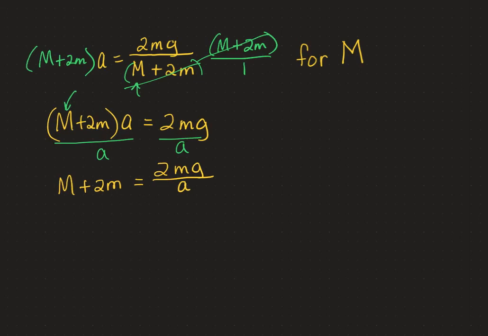Now I still want to isolate capital M. I'm going to subtract 2m from both sides. Now I have capital M equals 2mg over a minus 2m. Have I completely isolated it? Yes, I have. That may not be the most useful form of this, though, depending on how easy it is to punch things into a calculator, or depending upon whether you are calculating this all by hand. Another form may be more useful.